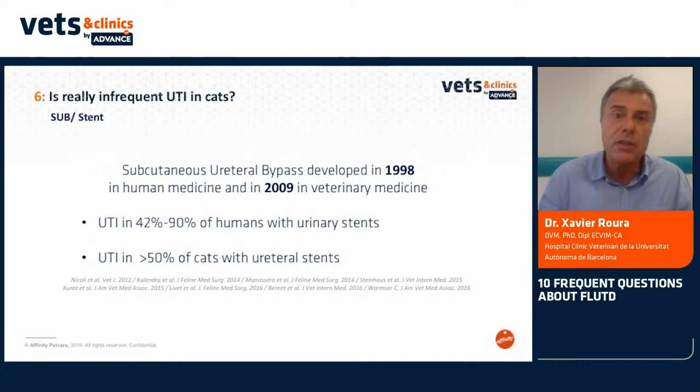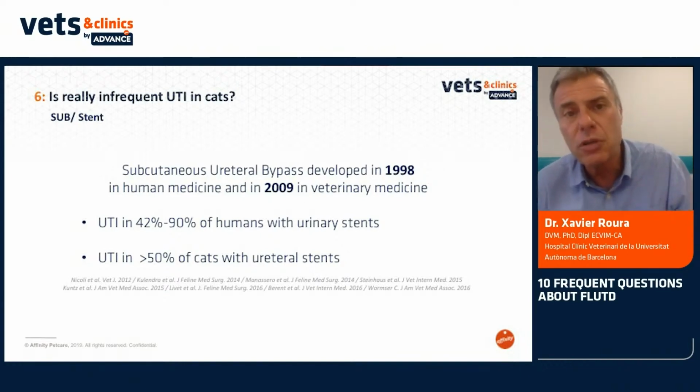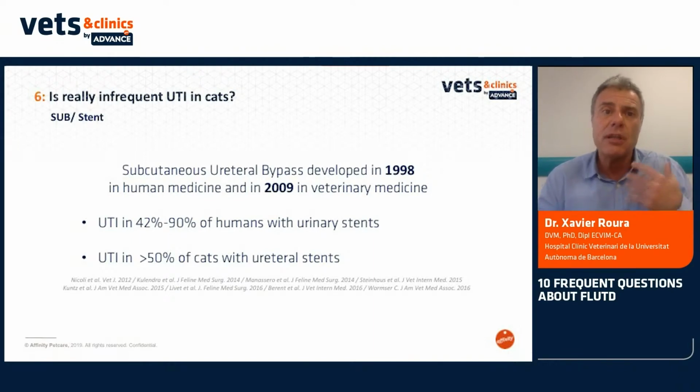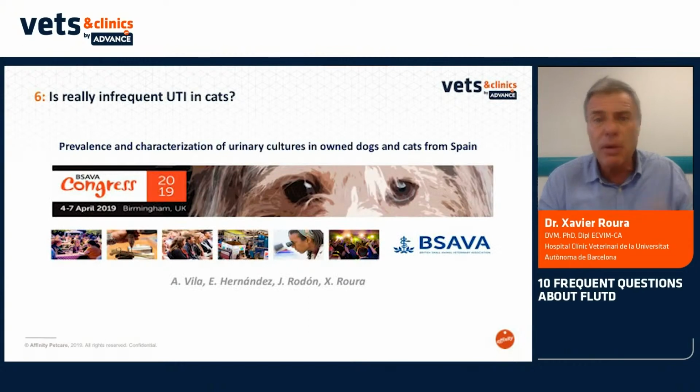Now, maybe this is also described in cats, because recent studies have described that more than 50% of the cats with stents, or with other kinds of bypass like the subcutaneous urethral bypass, can develop urinary tract infection. So this impression that urinary tract infection is increasing has also been confirmed in several studies.